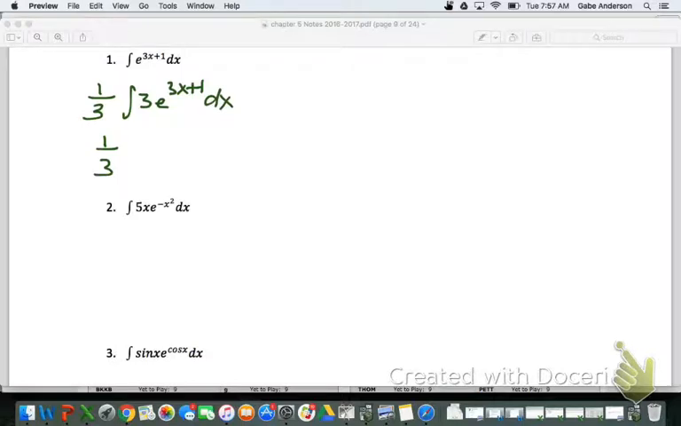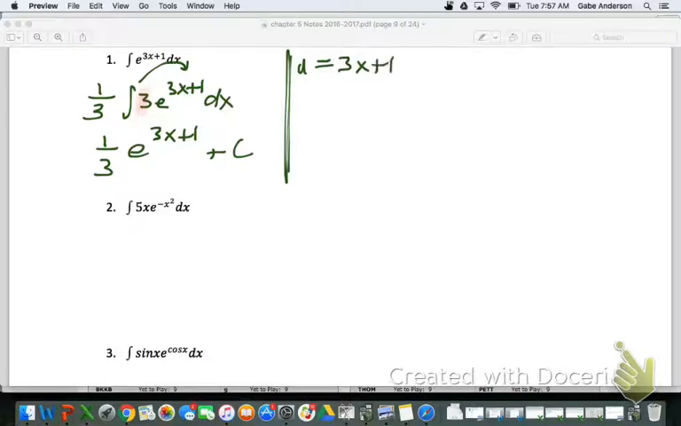And keep in mind that the 3 right here will just go back inside. And so we end up with e to the 3x plus 1 plus c, remembering that the antiderivative of e to the u du is just e to the u. If we wanted to do u substitution, that would be a little bit of a different technique, but it'll lead to the same answer. I would say u equals 3x plus 1.